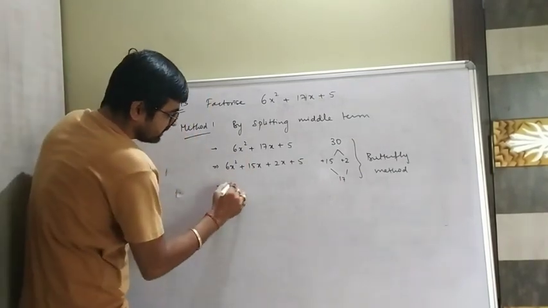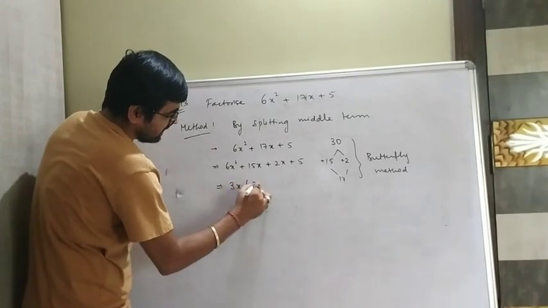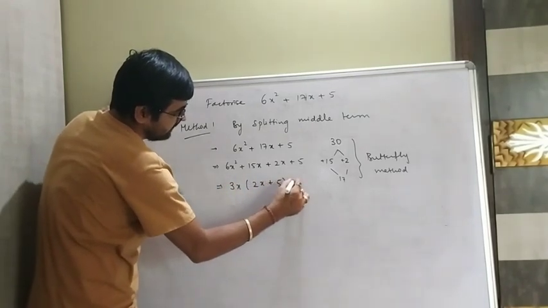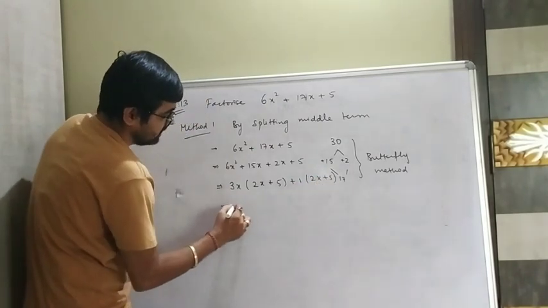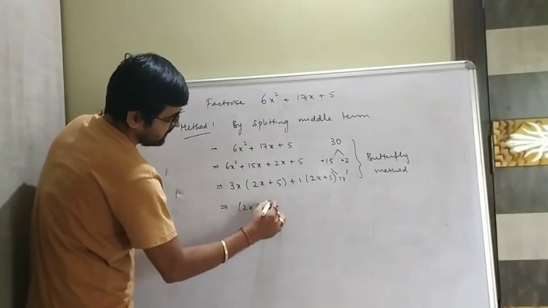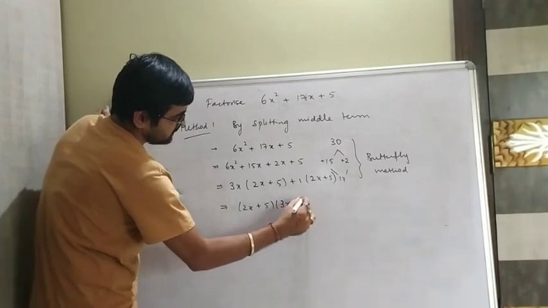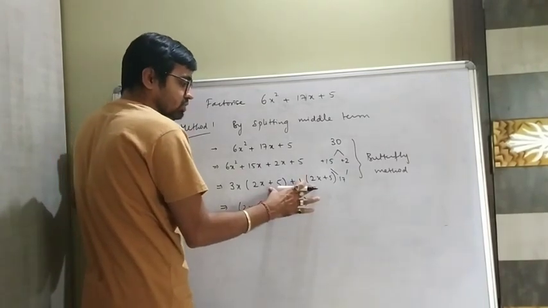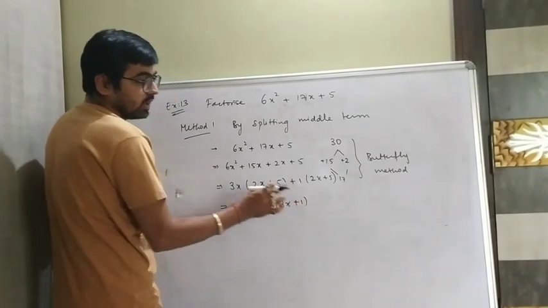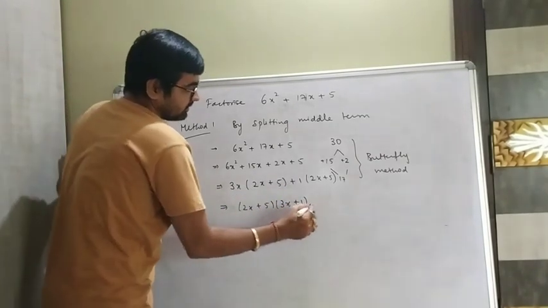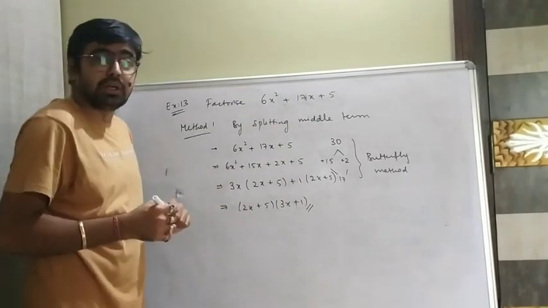So I can take 3 common with x, so I'm left with 2x plus 5. 1 common, 2x plus 5. So it becomes 2x plus 5 into 3x plus 1. What I did, I took this 2x plus 5 common, so I'm left with 3x plus 1. So these are the factors using the splitting method.